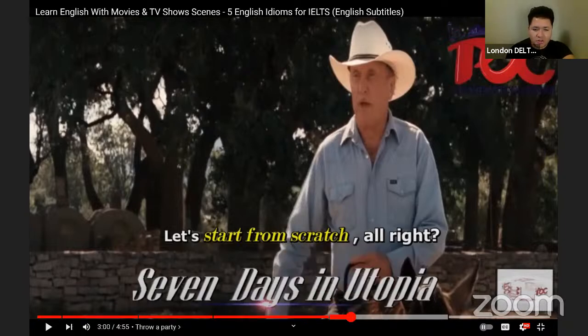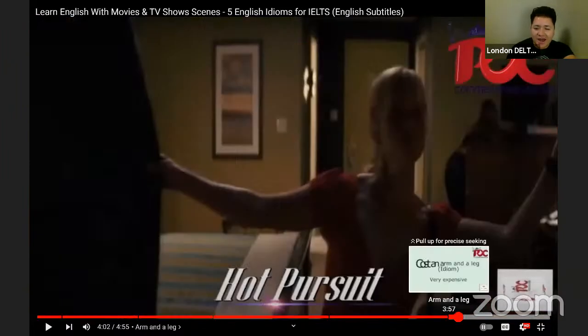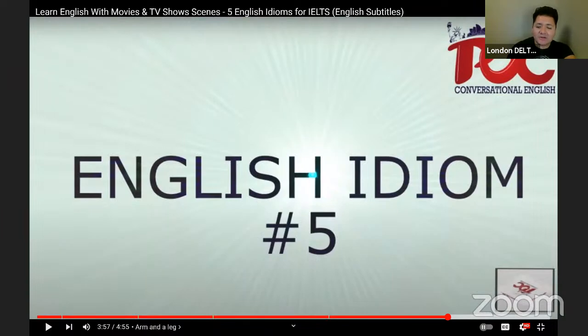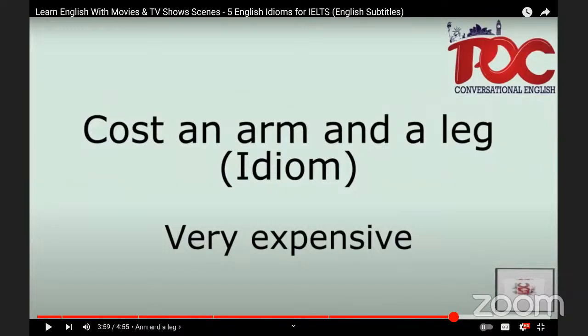Okay, how about the expression, well, throw a party? I think we know, right? Throw a party. It cost an arm and a leg. What is the meaning of this idiom? Is the expression that we say in Spanish, me costó un ojo de la cara or something like this? Yes, very well. But here in English, we don't say eye, right? We just say arm and a leg. Okay.